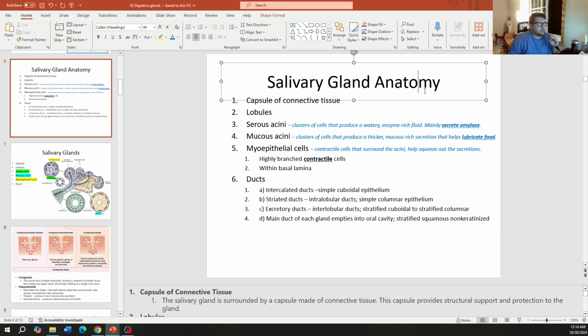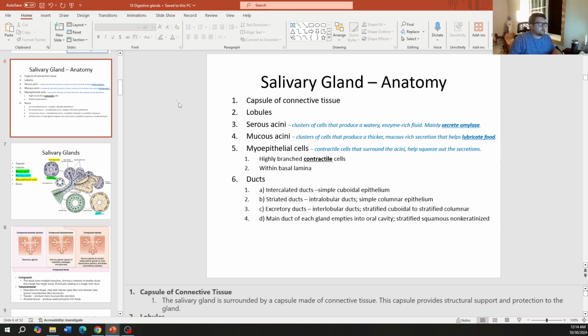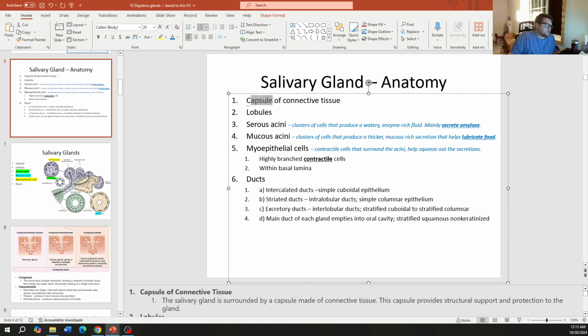This picture right here shows the flow of saliva as well as some of the anatomy. I will stick with anatomy because we're going to cover flow in a little bit. Just like a lot of our other organs, we have a connective tissue capsule, and similarly to when we talked about the thymus, how it was divided into lobes and lobules, same thing here. A lot of these glands are divided into lobules. It's just the way that they're put together.